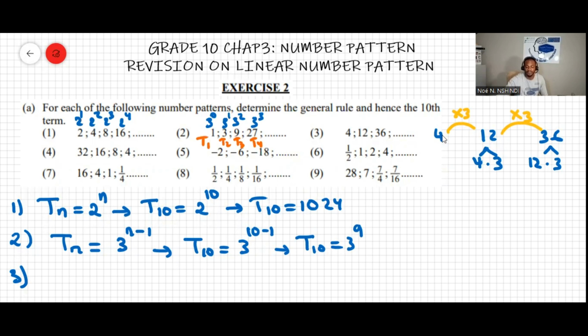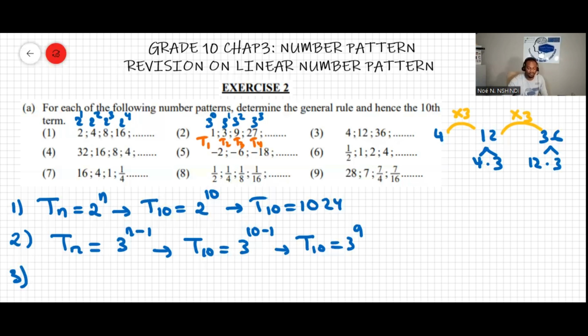Meaning, if I need to write the pattern here, to get the third term, I times by 3 twice, times by 3 times by 3, so like 3 to the power of 2. To get the second term, I times by 3 once, so it's like 3 to the power of 1. If there were a fourth term, I would times by 3 three times, and so on. But we're starting from 4.